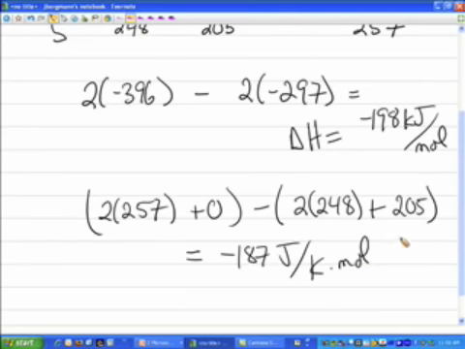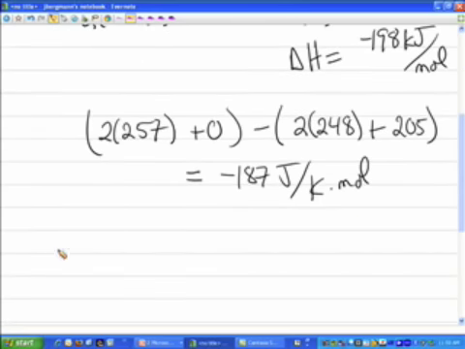Okay, now how do we find delta G? Well, we could do it 2 different ways. We could also do products minus reactants, but I think it's easier just to use delta G equals delta H minus T delta S.